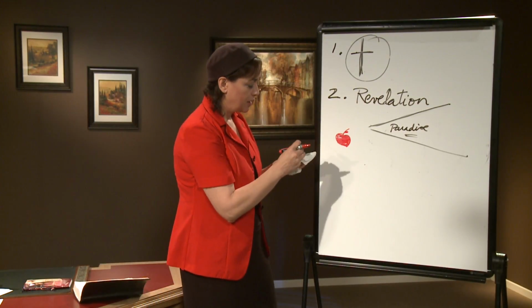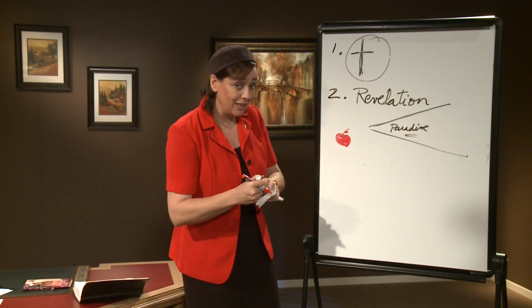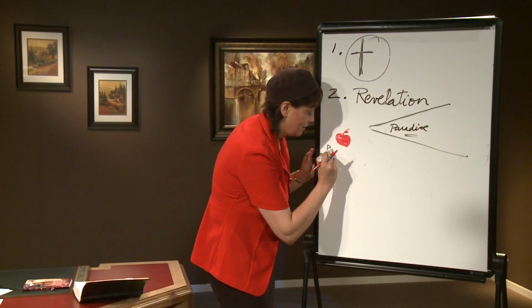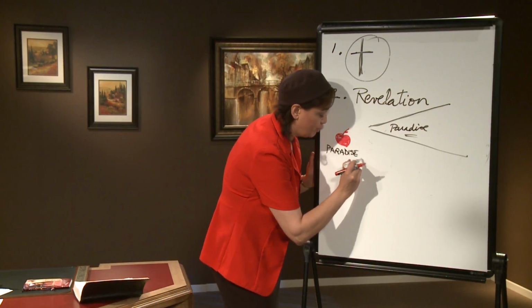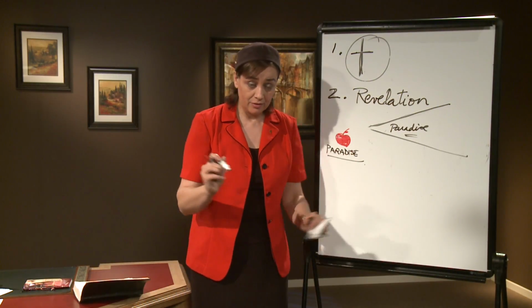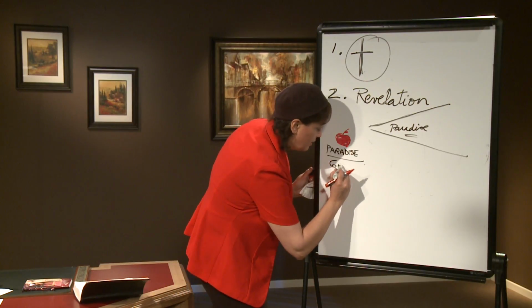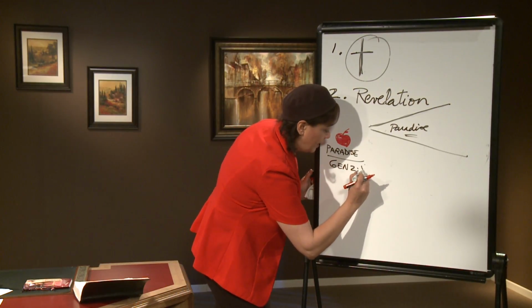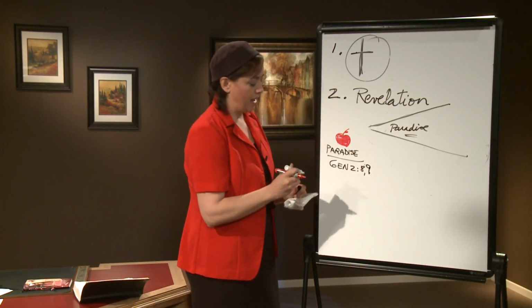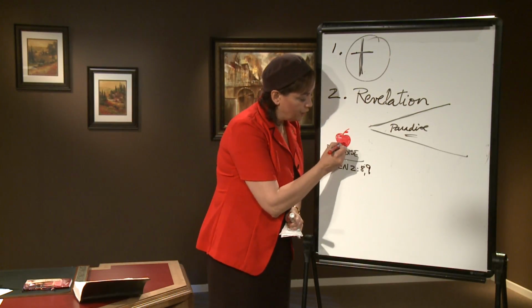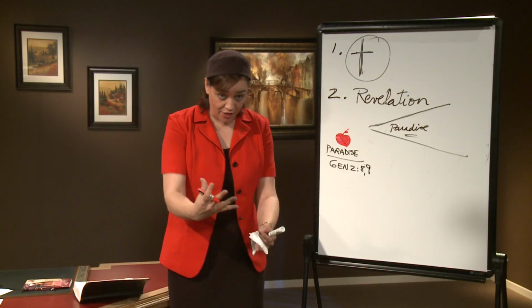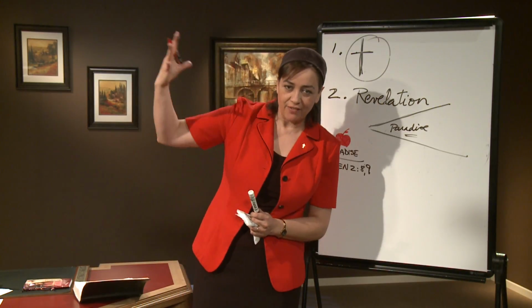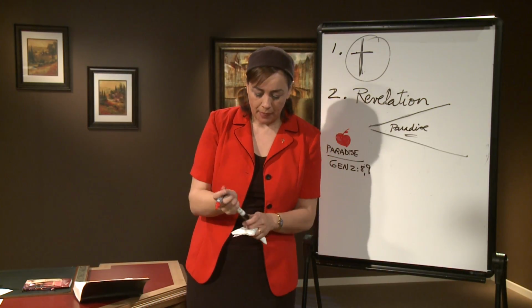Okay, very good. So at the beginning, we get paradise. And this is where the people of God and the children were supposed to live forever. So we have Genesis chapter 2, verses 8 and 9. Okay. So they were supposed to live forever eating of this fruit that symbolized their connection to the life giver, who is God, who is eternal.